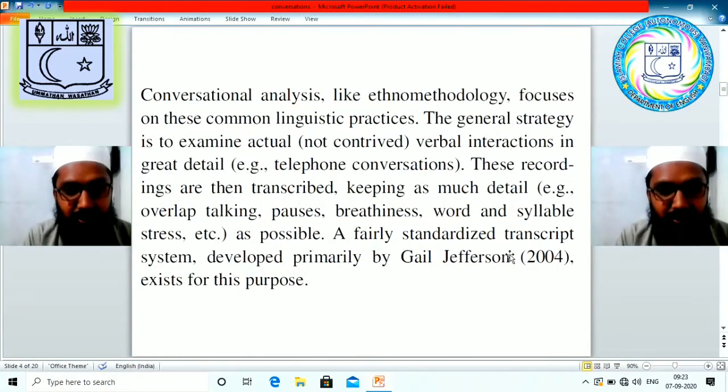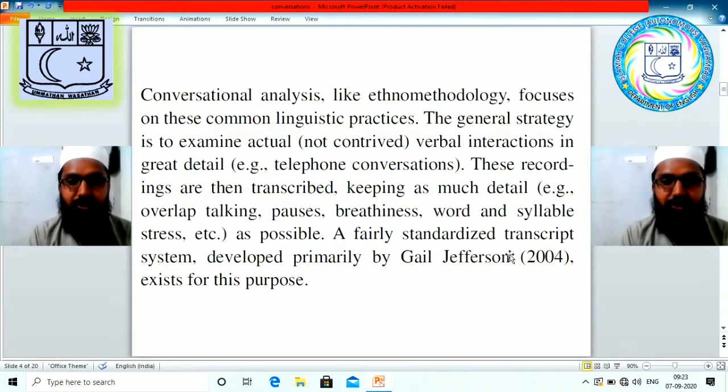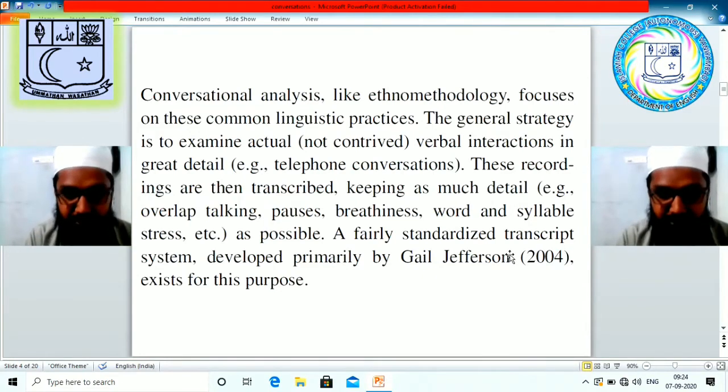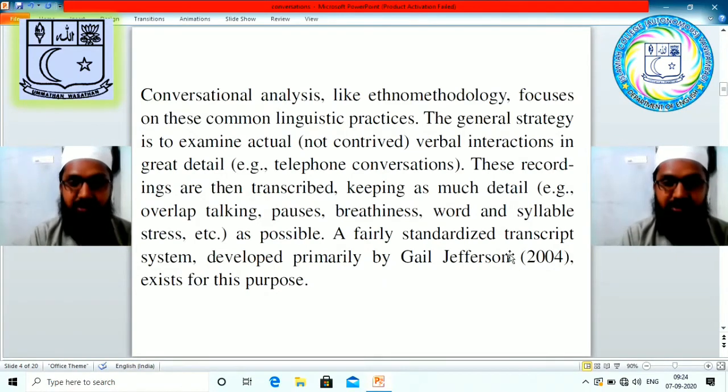Conversation analysis, that is CA, like ethnomethodology, focuses on these common linguistic practices. The general strategy is to examine actual, not contrived, verbal interactions in great detail, for example telephone conversations. These recordings are then transcribed, keeping as much detail as possible, for example overlapping talk, pauses, breathiness, and word and syllable stress. A fully standardized transcription system developed primarily by Gail Jefferson in 2004 exists for this purpose.